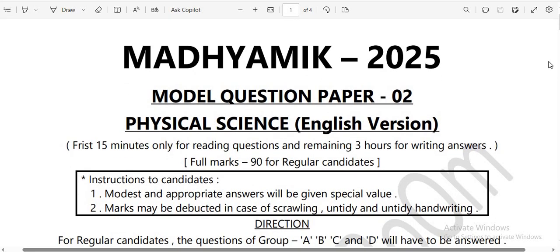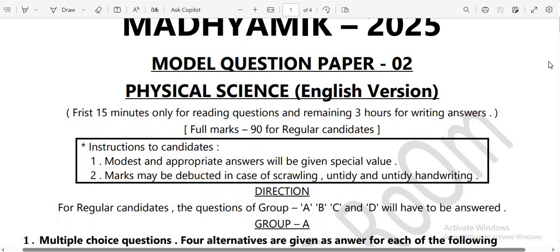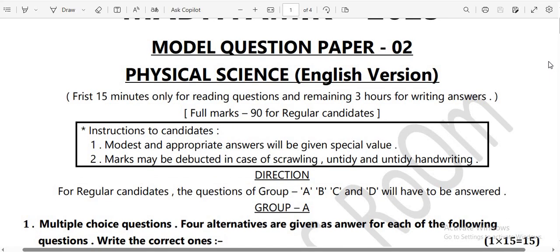Dear student, today we will see the Physical Science Model Question Paper 2 of Madhyamik 2025. I have asked questions like we do in Madhyamik. Now we will see the exam rules.